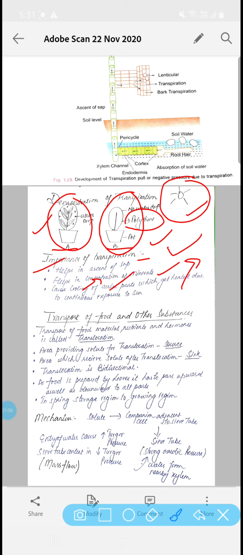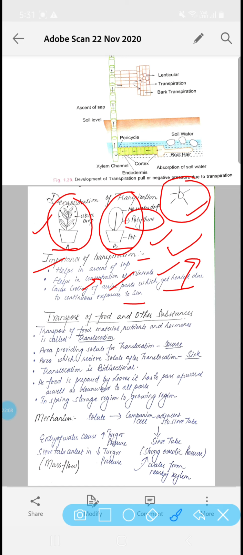Aerial parts means the parts which are above the ground, and which generally get heated due to continuous exposure to the sun. As we know, light continuously falls on the aerial part of the tree, so that part loses its heat with the help of evaporation. It just cools down.